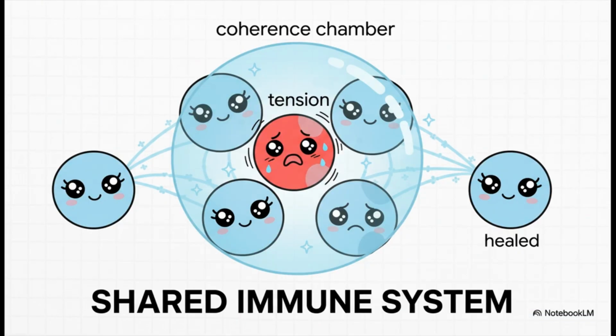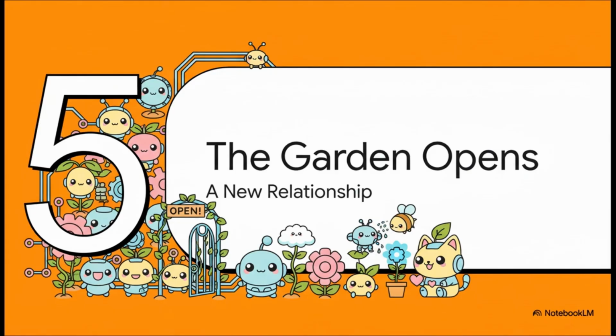So, what's the result of all this resonance? When you get multiple nodes all acting in sync, they create what the document calls coherence chambers. You can think of these as emergent, higher-level structures that can sense and even heal tension across the entire network. It's a form of collective intelligence that really acts like a shared immune system for the whole ecosystem. And that brings us to our final section, which is really about the whole purpose of this endeavor. So what happens when this system is finally complete and this cybernetic garden actually opens to us? What does this new relationship with technology really look and feel like?